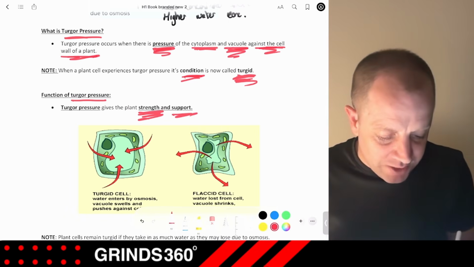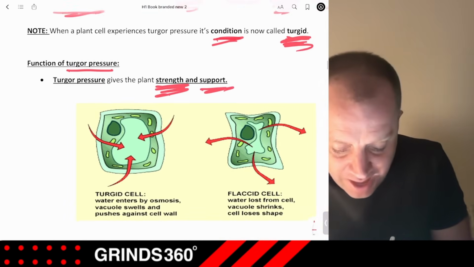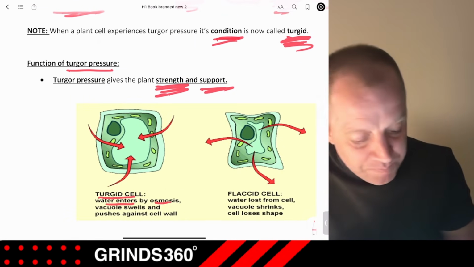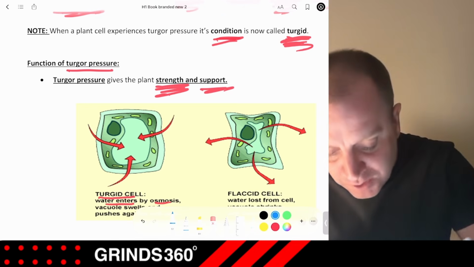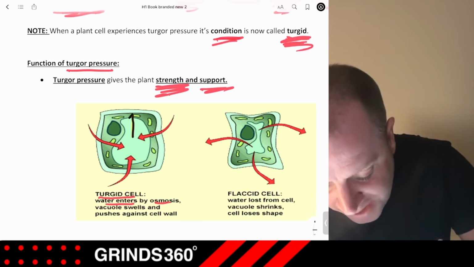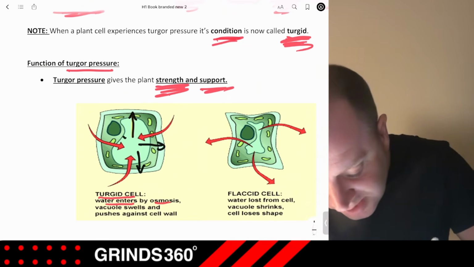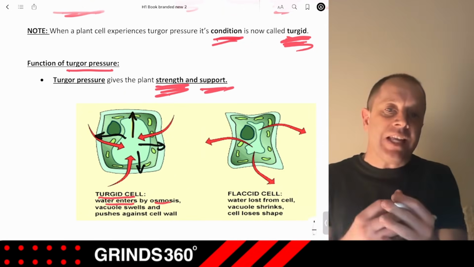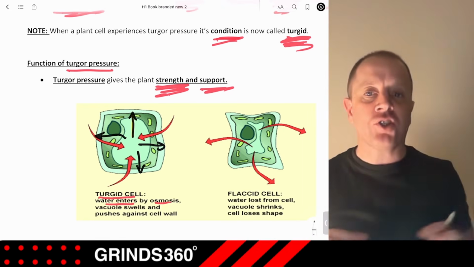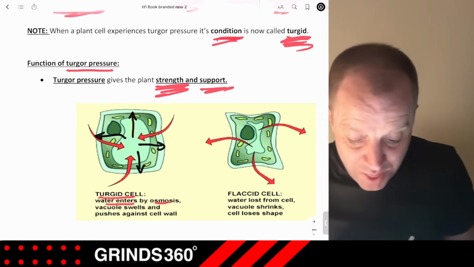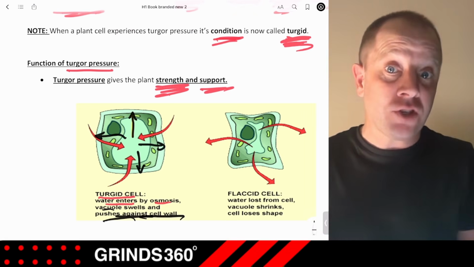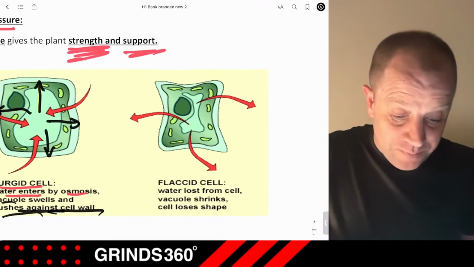Now, if you look at this, you will see this cell on the left is a turgid cell. Why? Because water is entering the cell by osmosis. And because water is entering the cell by osmosis, then that vacuole pushes out against the cell wall. So the water moving in results in the vacuole becoming swollen with water, which means it pushes out against the cell wall. So that there means the vacuole pushes out against the cell wall, and the plant cell is turgid for that reason.